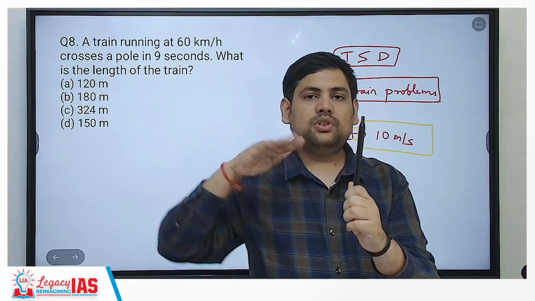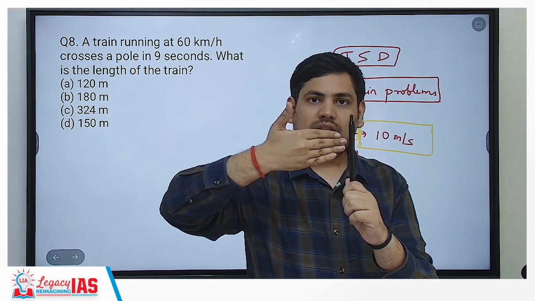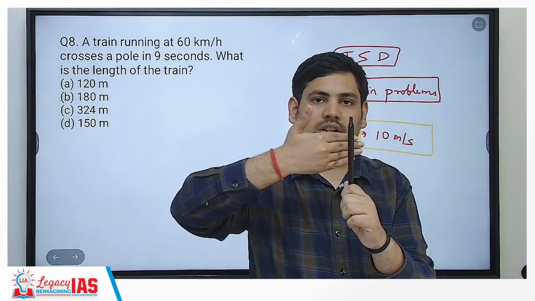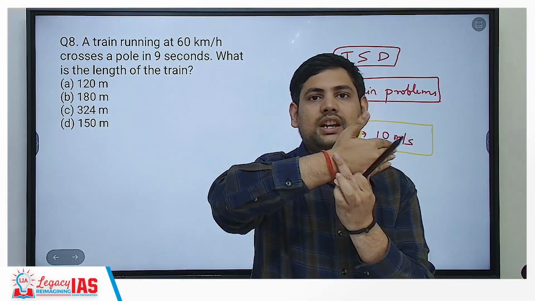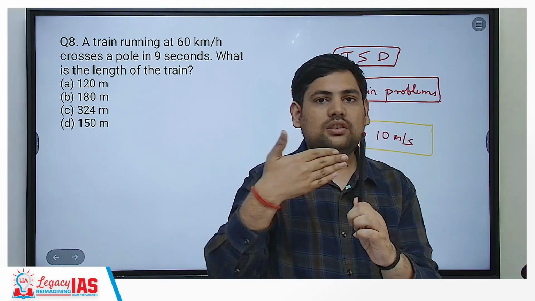Let's say this is the pole. Now this is my hand. This is the start of the train. Now from here you will start, because now the train is starting to cross the pole. Now this will continue till the end of my hand. Now let's say the train ends here. So it ends here. Now I can say that the train has crossed the pole.